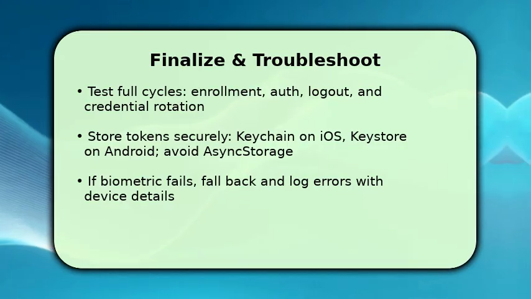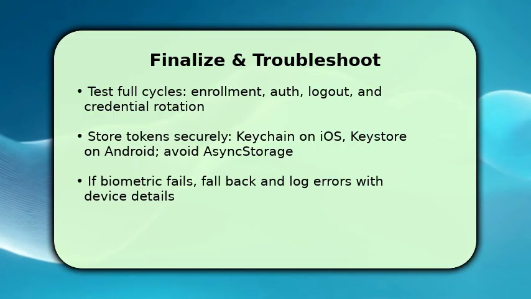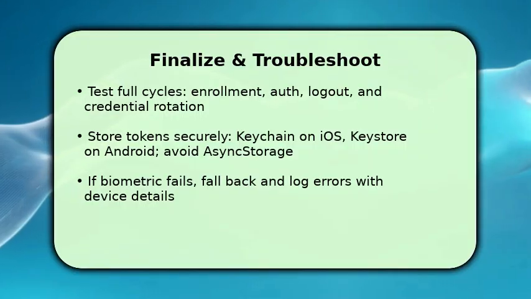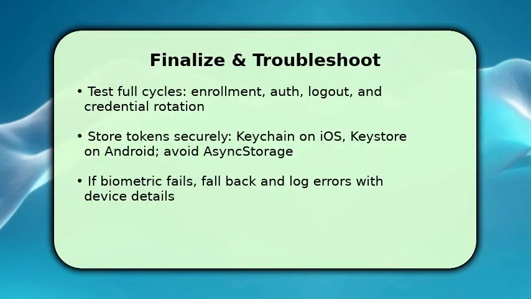Once done, run integration tests on multiple devices and OS versions to catch differences. If you run into failures, reproduce with device logs and check biometric enrollment, app permissions, and whether the native module was properly linked. A common fix is rebuilding the app after adding plist or manifest entries.